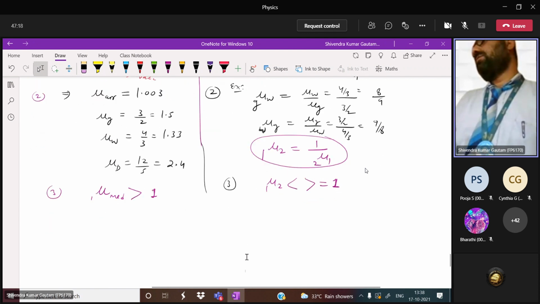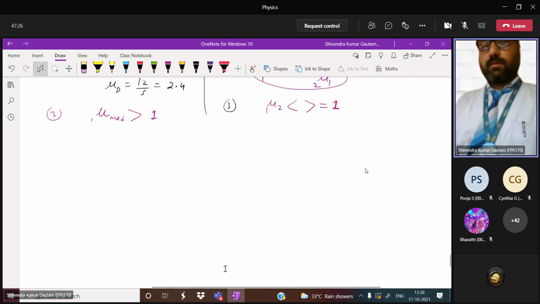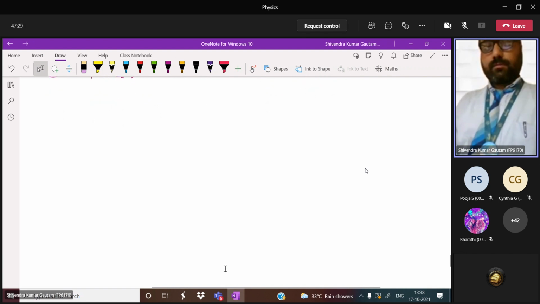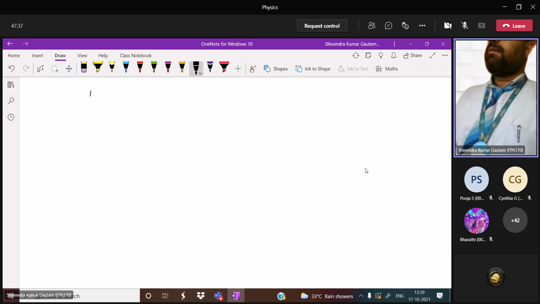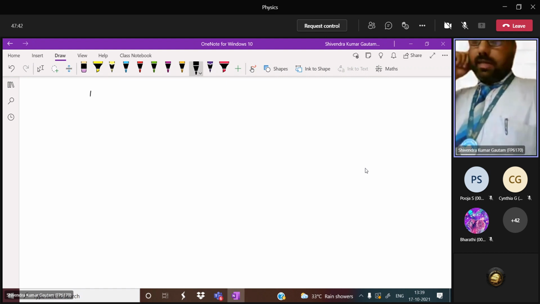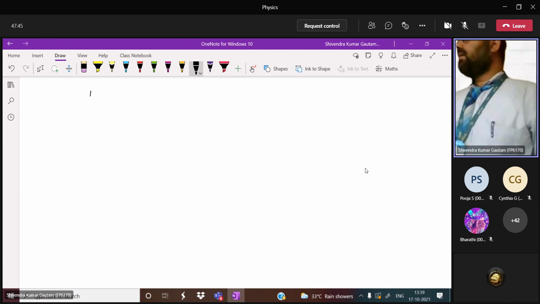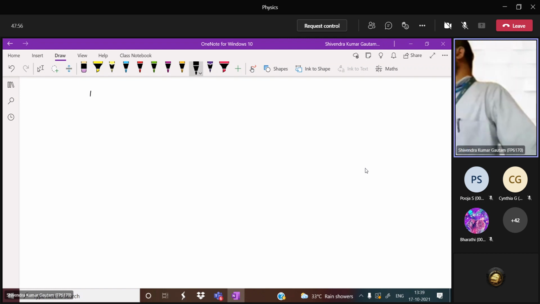Factors affecting refractive index. Now see on what factors the refractive index depends. So the first factor is what? Tell me, if a rarer medium is there, is the refractive index more or less? Less. If a rarer medium is there, refractive index more or less? Less.